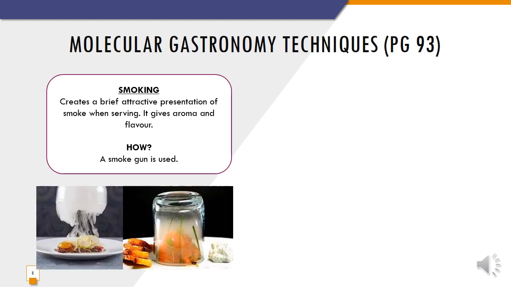Below, you can see how much of an impact it really has. The smoke is actually trapped under cloches or in jars or glasses to trap that aroma and the smell of the actual flavored smoke. And when you release it at the table, the smoke obviously dissipates and fills the nostrils of the diner.